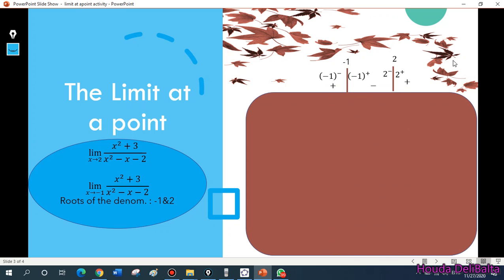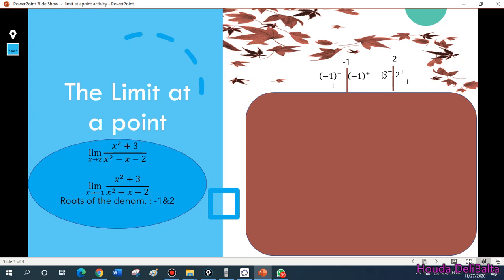Now, why did I start with the table, and why am I going to use the table for minus 1 and for 2? Why am I going to study the limit at minus 1 minus and minus 1 plus, and similarly at 2 minus and 2 plus? Because whenever I evaluate at 2 or minus 1, I'm not going to get 0 over 0. So I'm not getting an indeterminate form. That's why we start studying the limit at minus 1 minus, minus 1 plus, 2 minus, and 2 plus. And to do so, we have to use the table of signs.